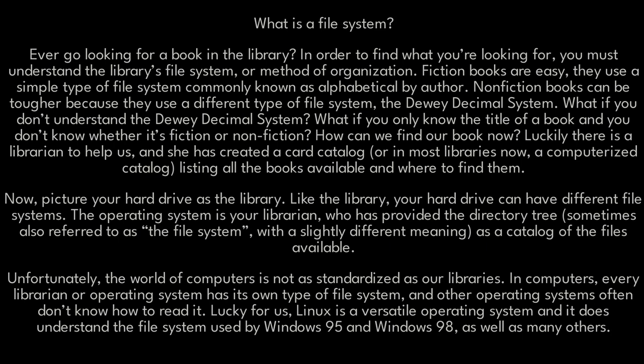Now, picture your hard drive as the library. Like the library, your hard drive can have different file systems. The operating system is your librarian, who has provided the directory tree, sometimes also referred to as the file system, with a slightly different meaning, as a catalog of the files available.